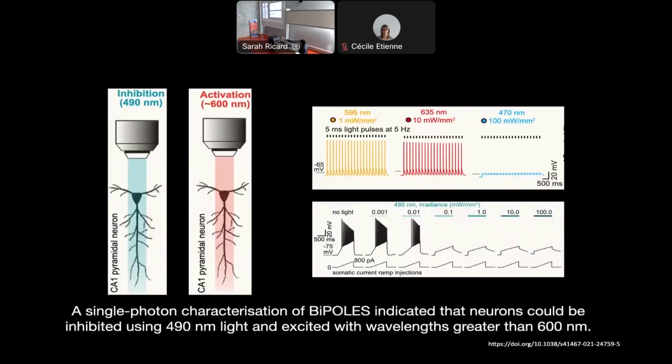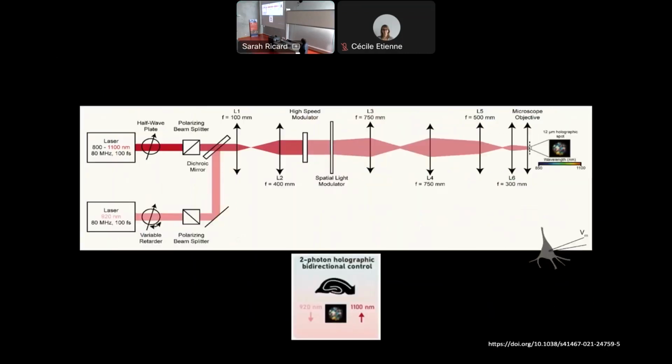So here, in single photon excitation, the inhibition is performed at 490 nanometers, and the activation is performed at 600 nanometers. This shows that when I shine red light on the cell, with every pulse of light I'm generating an action potential in the cell. For the inhibition, here they're injecting current into the neurons to cause them to spike. When they add increasing intensities of blue light, the spiking activity is diminished. The spiking activity is gone. You're inhibiting the cell.